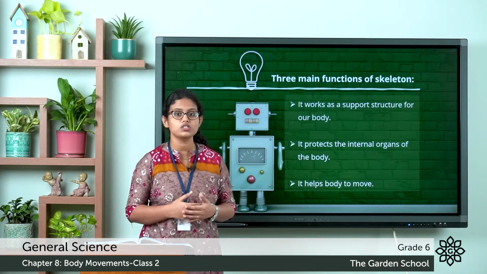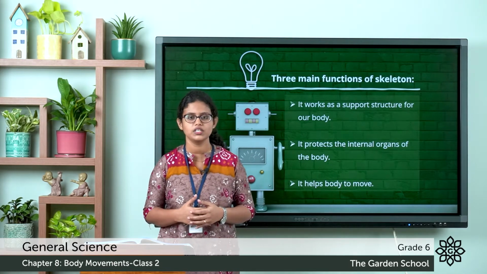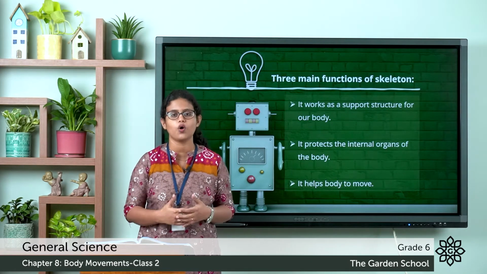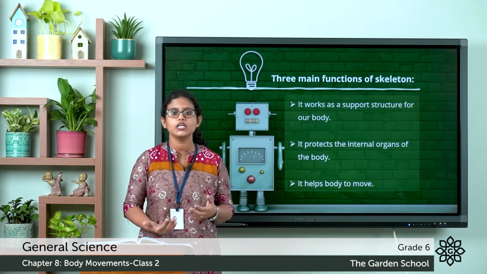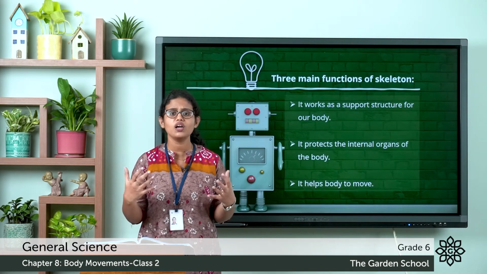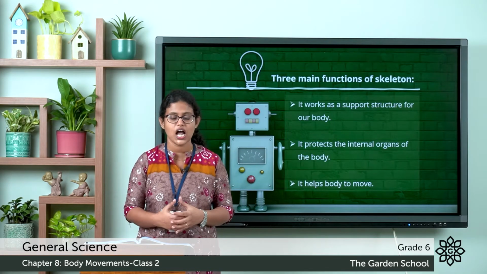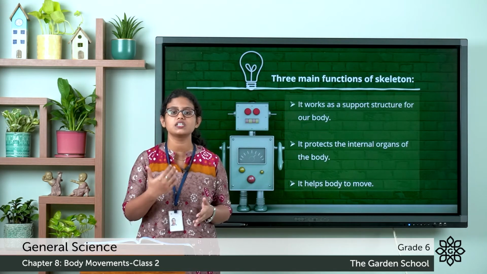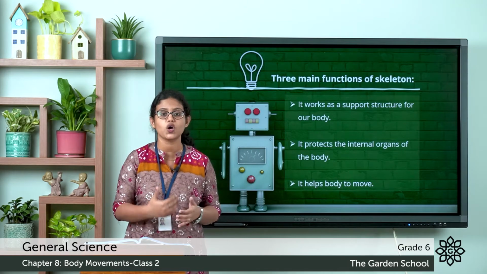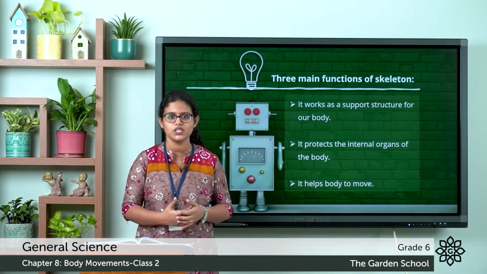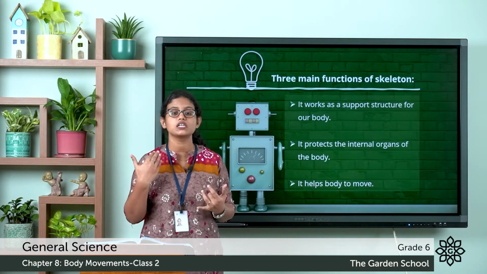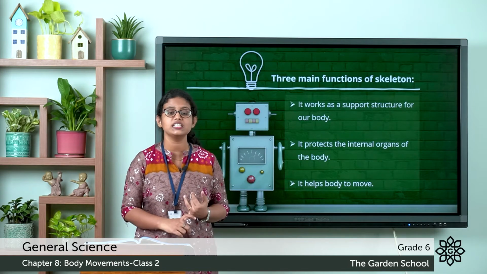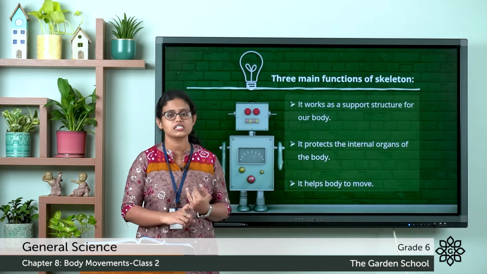It works as a support structure for our body. So it is the human skeleton system that supports the body. It gives shape to the body. So we all can stand erect, right? How is it possible? That is possible because of the internal structure in our body. That is because of the skeletal system. So it is the skeletal system that gives a structure to our body. It gives a shape to the body. That is the first main function of skeleton.